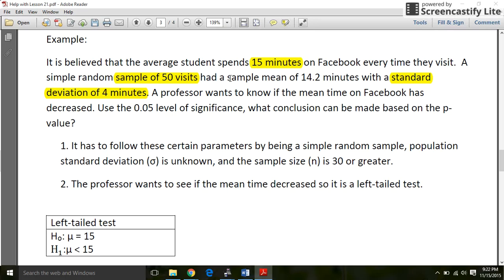And here's my sample mean of 14.2 minutes. Because all I'm doing right now is just gathering my data, and I have a 0.05 level of significance. And the professor wanted to know if it had decreased. So if you're going down, that means it's decreasing, it's less than. So it's a left-tailed test.